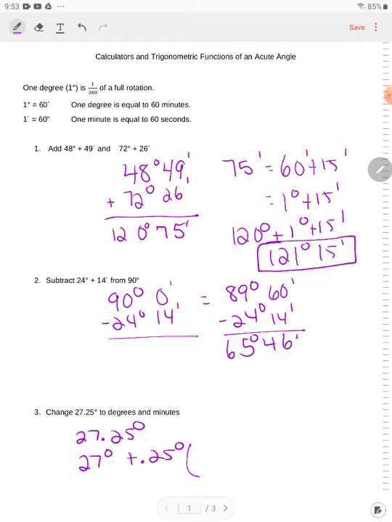Okay, so what we can do is kind of similar to chemistry where we did unit conversions. 1 degree is 60 minutes. So that becomes 27 degrees. And so if you're in degrees with a decimal and you change it to degrees and minutes, you're just going to multiply the decimal part by 60 because 1 degree is 60 minutes. So that's 27 degrees, 15 minutes.